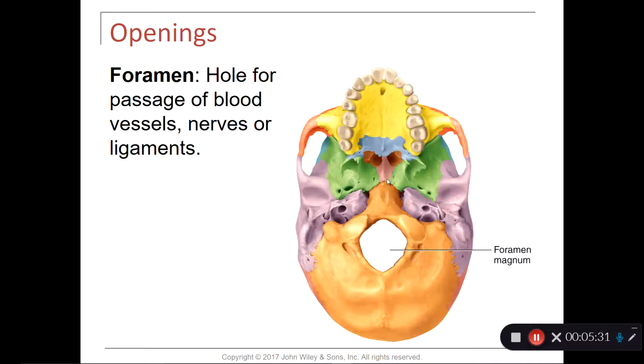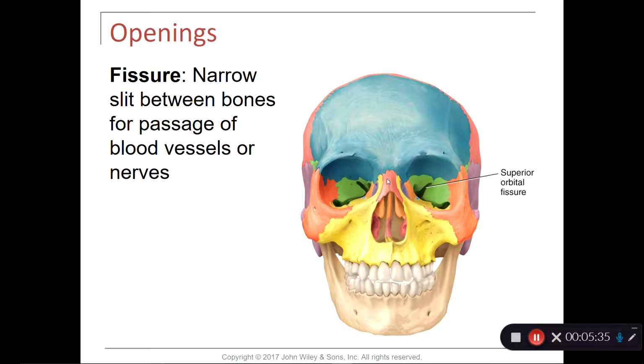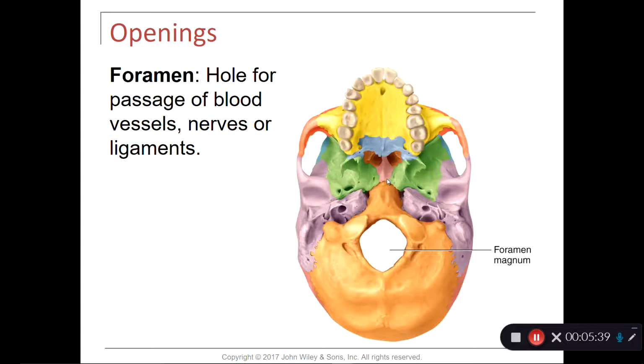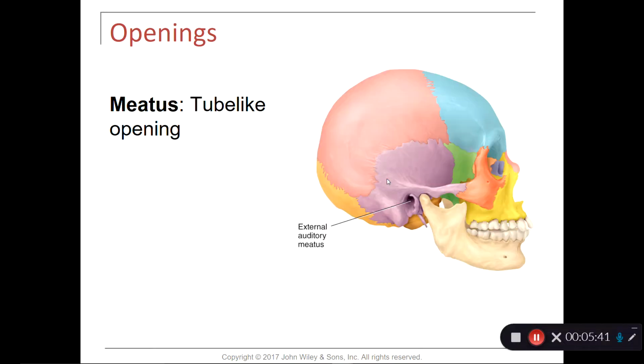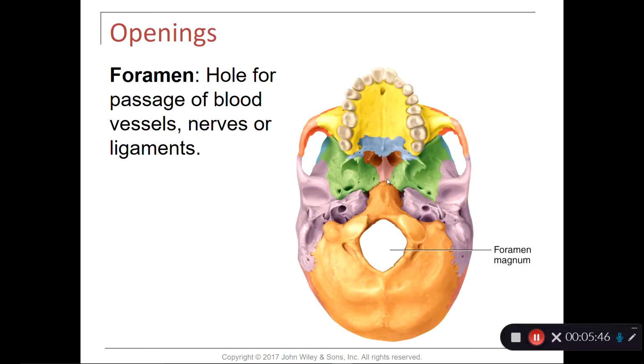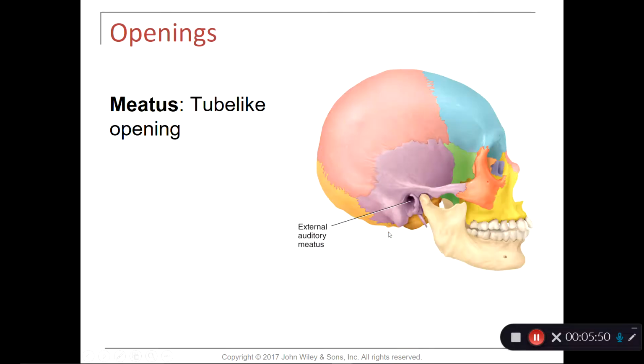Comparing the two, a fissure versus a foramen. Foramen again is that nice wide opening, with that fissure being more of a slit. One last opening, it's called a meatus. It's literally a tube. A foramen is a brief little hole that allows access, but a meatus is like a tunnel into that bone. And one particular meatus that you're going to care about is that auditory meatus, or your ear canal.